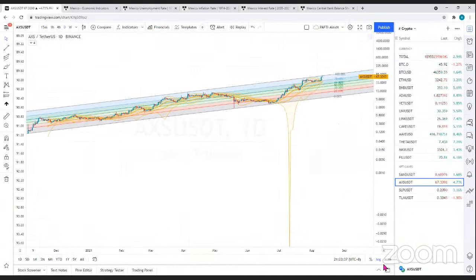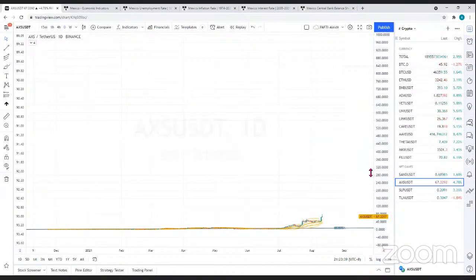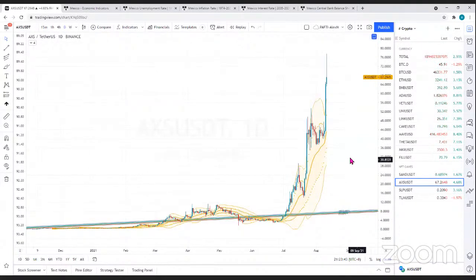Hindi. Ayan, ito. Okay, so malamang uuso itong Axie ngayon tsaka itong ibang crypto. So ito yung lumang watchlist. Bakit ko gusto mag-TP ngayon, para makita ninyo, dito sa Axie. Ito yung Bollinger.